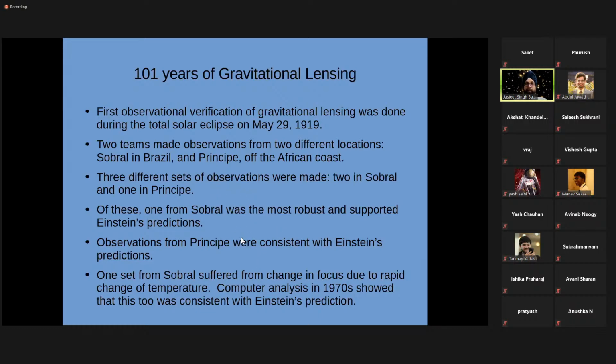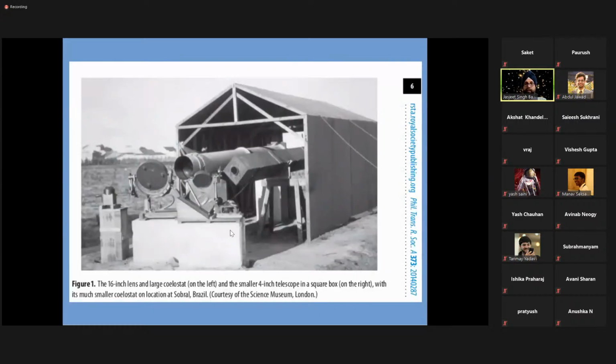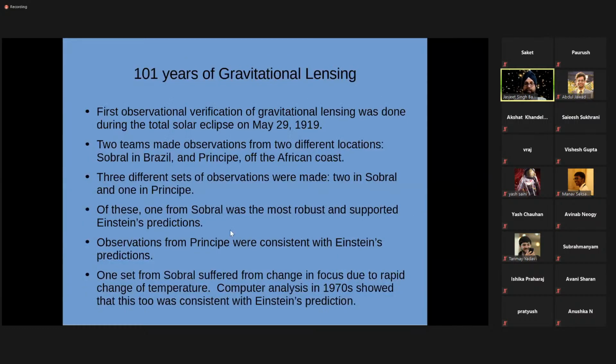So these observations were carried out. The smaller telescope in Sobral was the best performer of the three. Principe had a lot of clouds, so they could not get an adequate number of observations. The bigger telescope performed badly in Sobral, and the reason appears to be a sudden change in temperature. I'll show you a picture of these things.